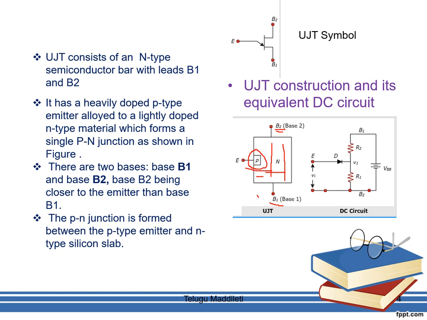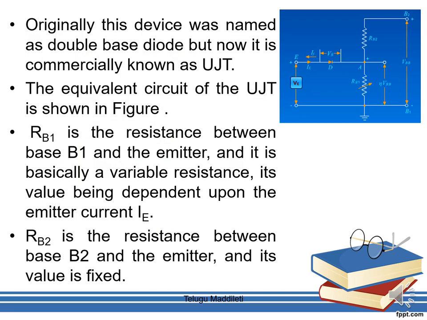This is the symbol of UJT. Here, the arrow mark is towards the base B1. Originally, this device was named as double base diode, as it has two bases, but now it is commercially known as UJT. This is the equivalent circuit of the UJT.